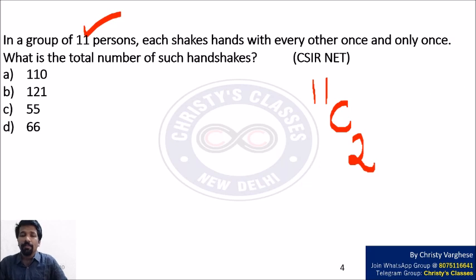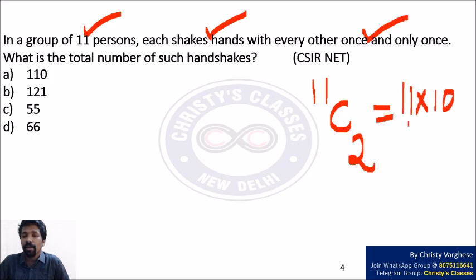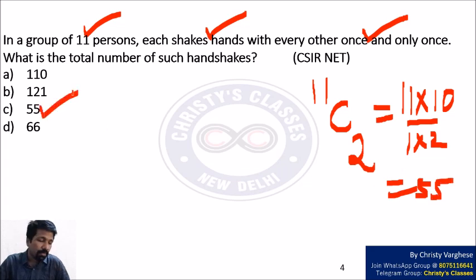So, from 11 people to select 2 people, how many ways are there? That will be equal to the total number of handshakes done by everyone with every other once and only once. That means only one handshake between 2 people. That is why 2 people selected, 1 handshake done. Next 2 people, another handshake. Next 2 people, another handshake. So the total number of handshakes will be 11C2. That's a simple idea. 11C2 is 11 into 10 divided by 1 into 2. That is 55, the answer. Very simple if you know this theory.